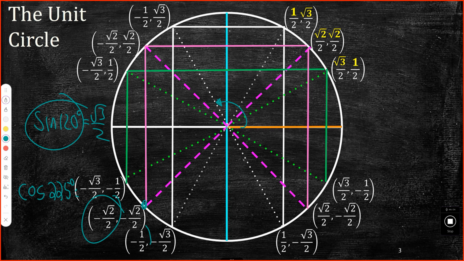Cosine of 225. Put it in the calculator. Negative 0.71. What is it? 0.707, which rounded up is 0.71. And that's all there is to this.